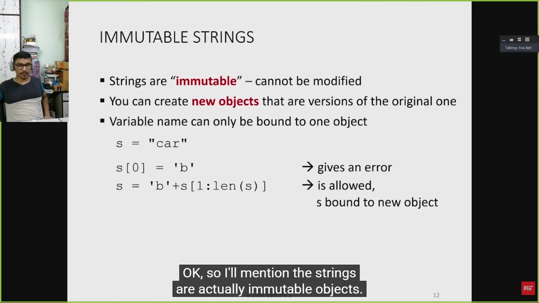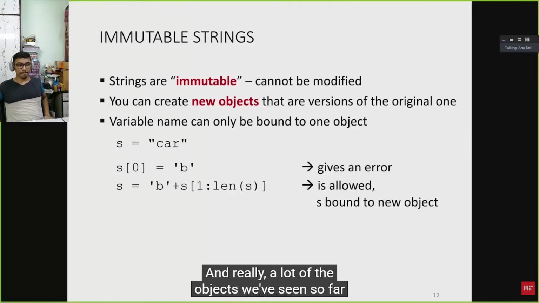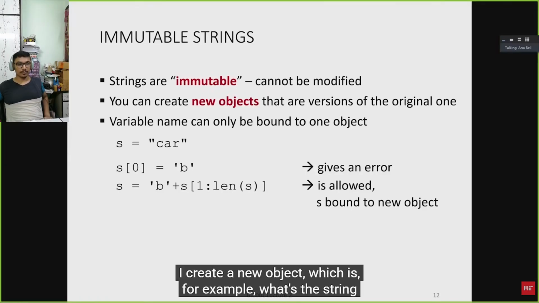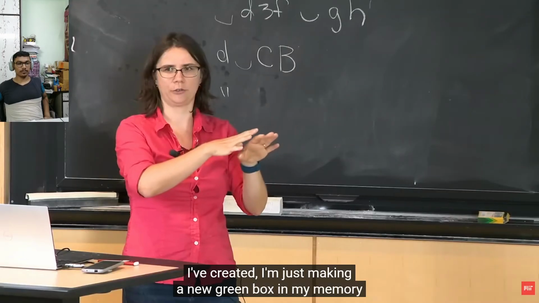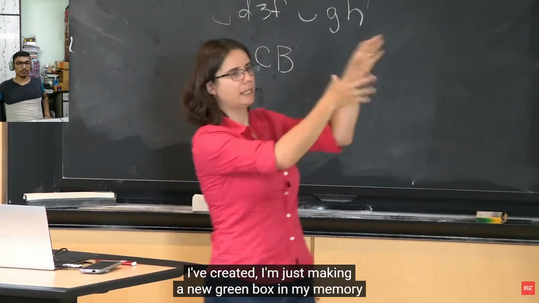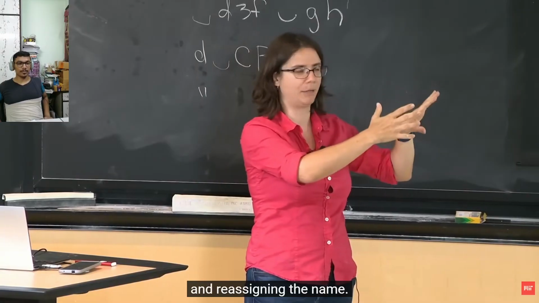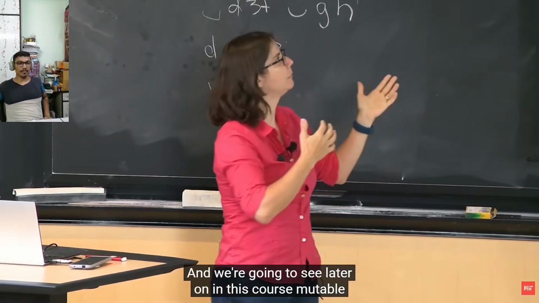Okay, so I'll mention the strings are actually immutable objects, and really a lot of the objects we've seen so far are immutable. That means they can't be modified once they're created. We've kind of seen this already, right? When I draw the memory diagrams and create a new object, for example the string version of an integer, or when I cast a float to an int, I'm not changing those original objects I've created. I'm just making a new little green box in my memory and reassigning the name.